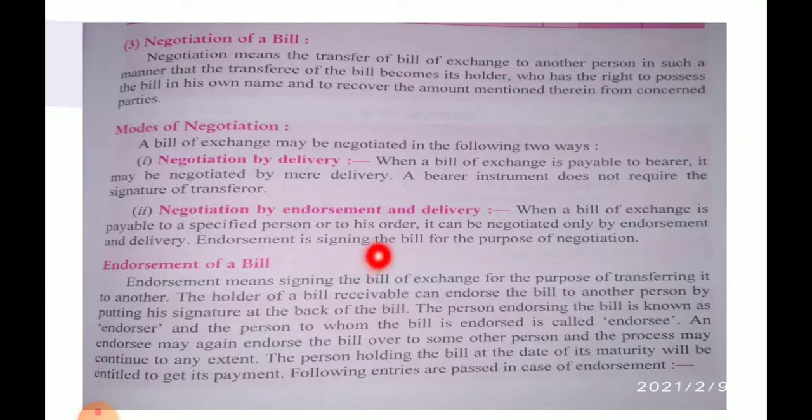Second, negotiation by endorsement and delivery. When the bill of exchange is payable to a specific person or to his order, it can be negotiated only by endorsement and delivery. Endorsement is assigning the bill for the purpose of negotiation. In this, the owner of the bill signs on the back of the bill with the name of the person to whom it is to be transferred.